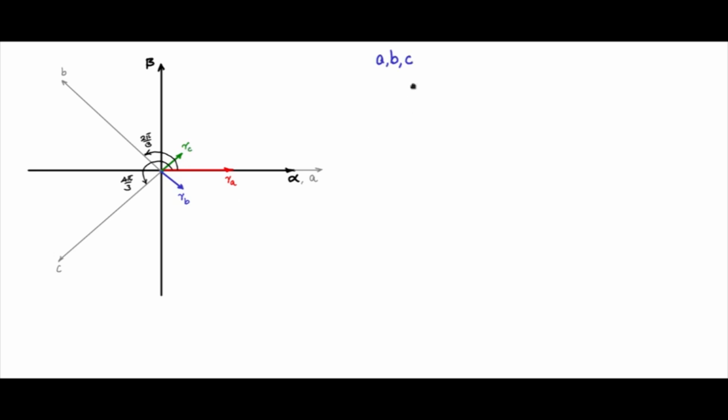Now our job is to convert the ABC vectors. This could represent IA, IB, IC or VA, VB, VC. So any arbitrary ABC vectors to alpha beta coordinate system. So ABC to alpha beta transformation. Let us do this.